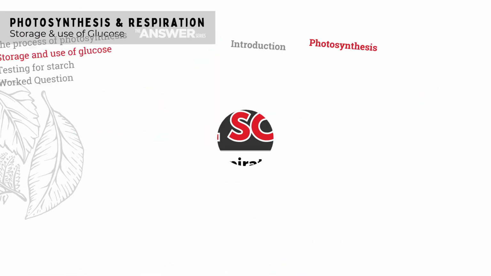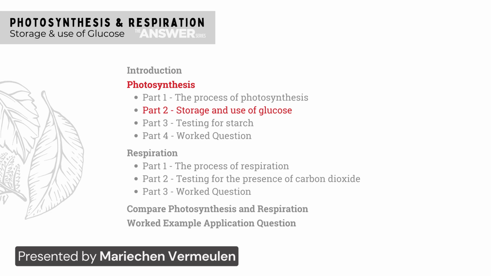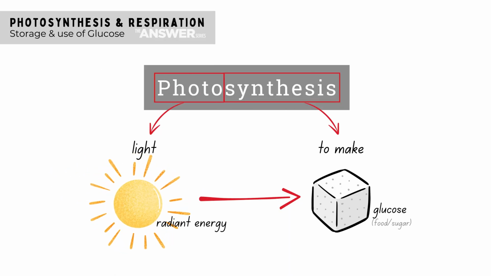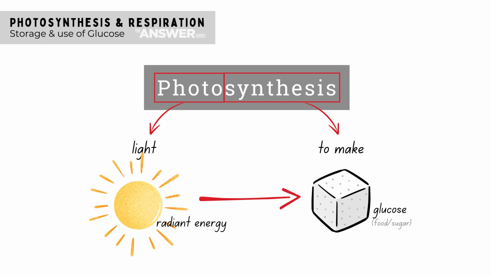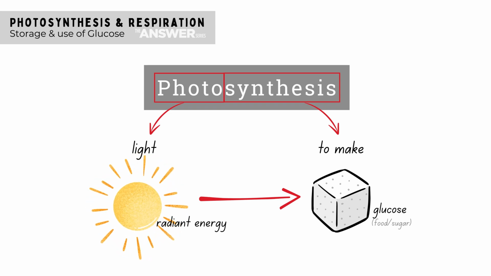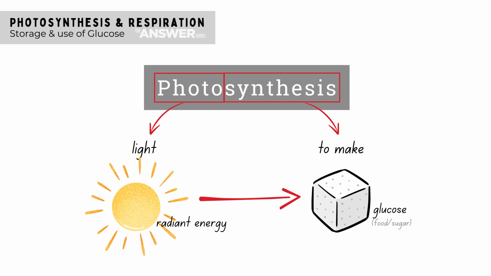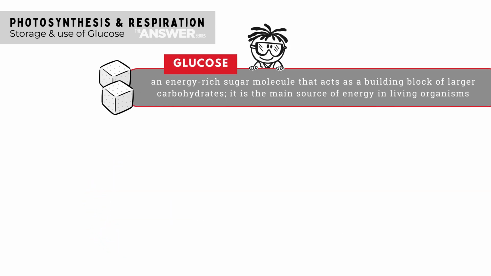This video looks at what happens to glucose that is produced during photosynthesis in plants. In the previous video, we looked at how plants are able to trap radiant energy directly from the sun and use it to make energy-rich food molecules like glucose. Remember that glucose is an energy-rich sugar molecule that acts as a building block for larger carbohydrates. It is the main source of energy in all living organisms.